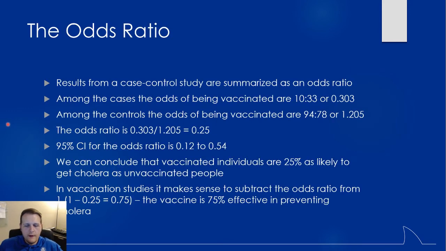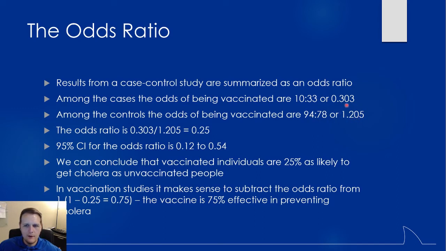So really the important thing for you to know is that for retrospective studies, typically odds ratios are going to be used much more commonly. For prospective studies, you tend to find that the relative risk is going to be used much more commonly. So let's look at the odds of the cases versus the controls being vaccinated. Among the cases, the odds of them being vaccinated is 10 to 33. So the odds of someone having cholera and being vaccinated is roughly a third. The odds of the controls who did not have cholera being vaccinated is 94 to 78, or if you divide that out, it's 1.205.